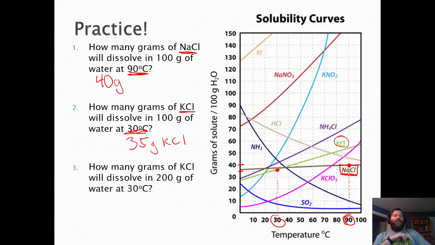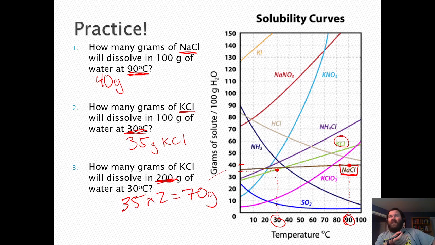All right, last one. How many grams of KCl will dissolve in 200 grams of water at 30 degrees? This is the same question, except it's asking about 200 grams. We've already read the number off the graph for 100 grams at 30 degrees, but how many will dissolve in 200? If we're doubling the amount of water, then all we have to do is double the amount that is dissolved in it, because it's got a nice linear relation like that. So if 35 grams dissolves in 100, then 35 times 2, which is 70 grams, will dissolve in 200.